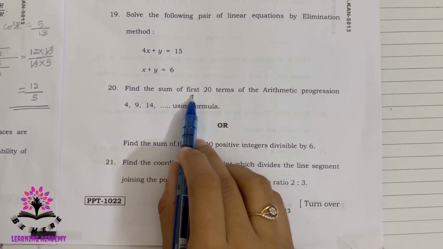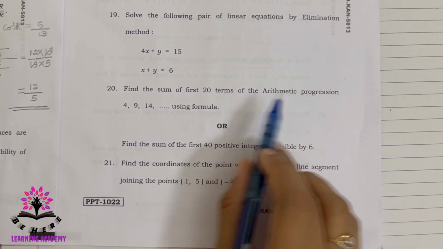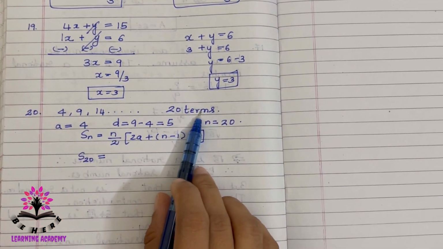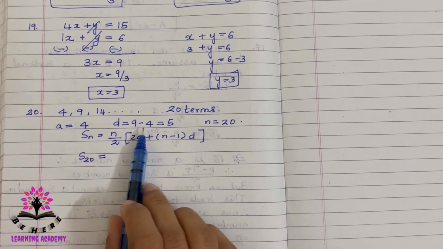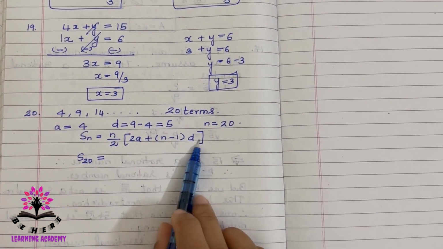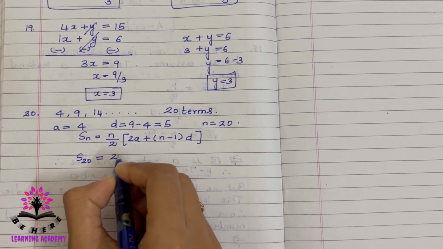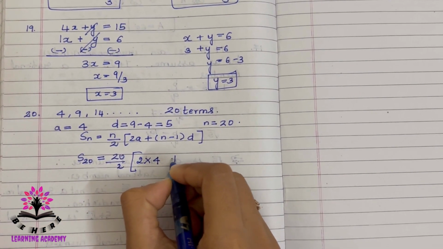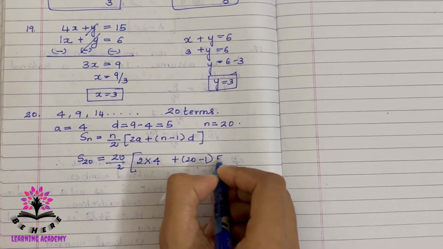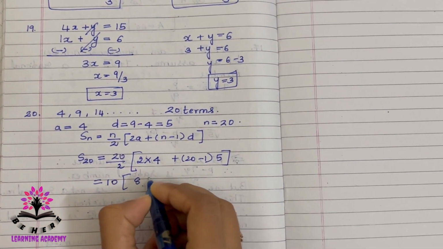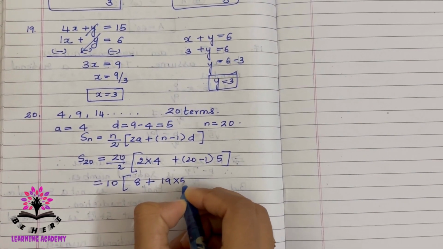20th question. Find the sum of 20 terms of an AP 4, 9, 14 using the formula. So I've written already the AP. The first term will be 4. d will be equal to 5 and n is already mentioned, 20 terms. The formula also I've written. Let us substitute 20 by 2, into 2 into 4 plus 20 minus 1 multiplied by 5. So that is 10, 8 plus 19 into 5.